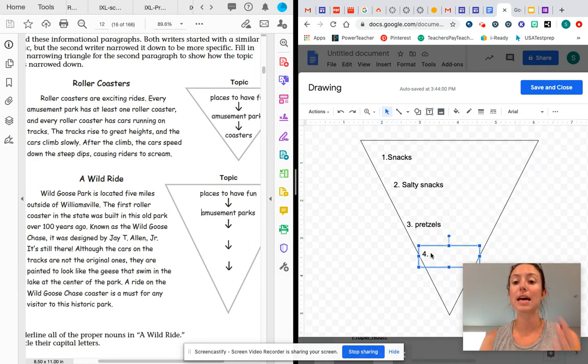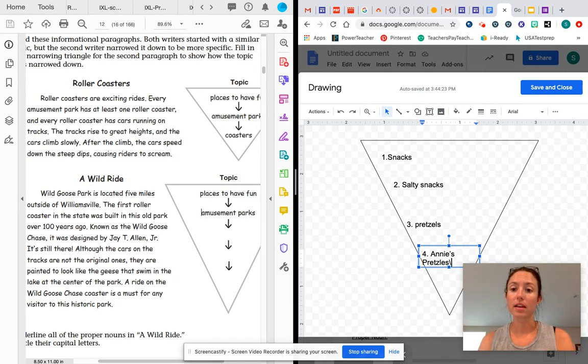And then finally I have to say, okay, well, what type specifically, what am I thinking about for pretzels? Am I thinking Kelvin's pretzel twists? Am I thinking Auntie Annie's? Am I thinking the big jumbo ones? What am I thinking? I'm thinking Annie's pretzels. Okay, so now I've started with snacks and now I've narrowed down my topic. So my paragraph, I know I'm going to talk about Annie's pretzels specifically.